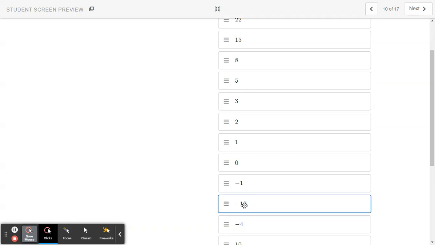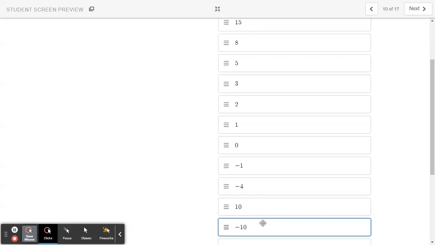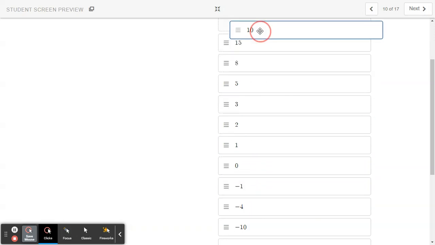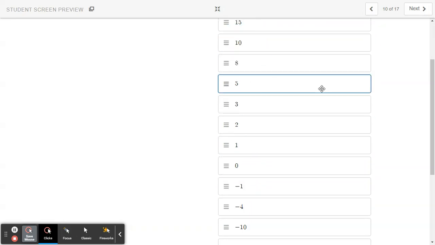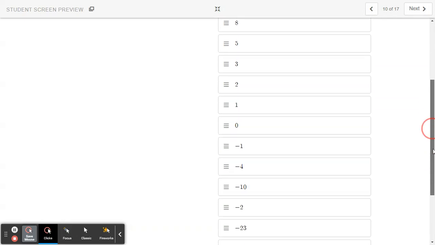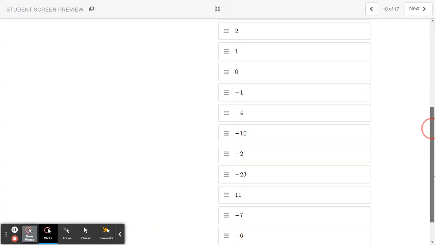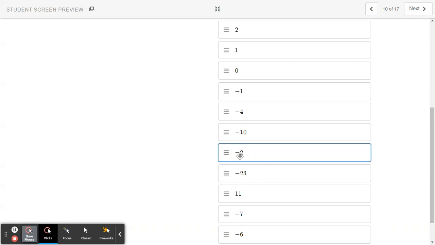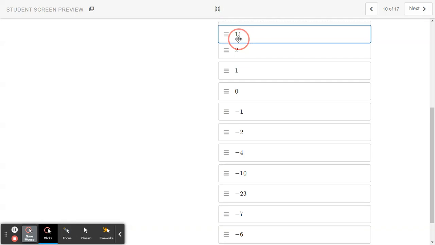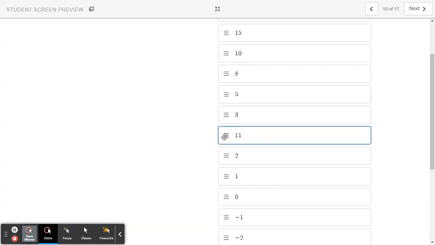Let's see. I know negative 10, even though 10 itself is a bigger number, is actually below negative 4, right? Oh, positive 10 goes all the way up here. Okay, so again, negative 2, I know that's actually higher up even than negative 4, but it's less than 1, right? Which makes it sound weird, but in the negatives, it's opposite. Okay, 11, let's go way up here.